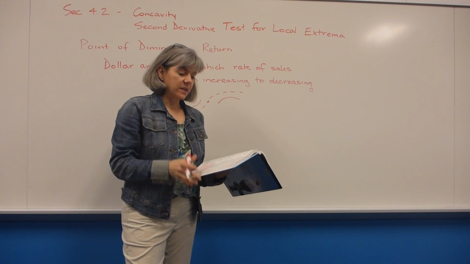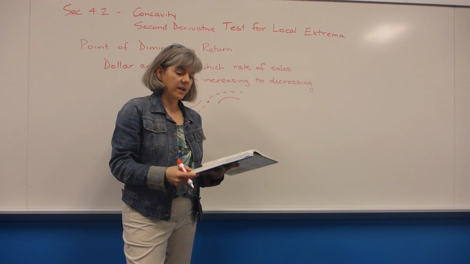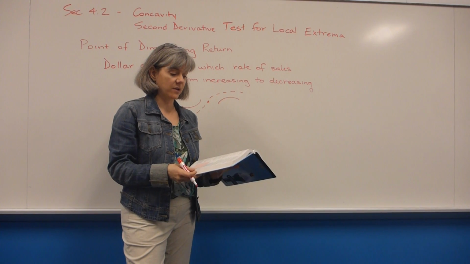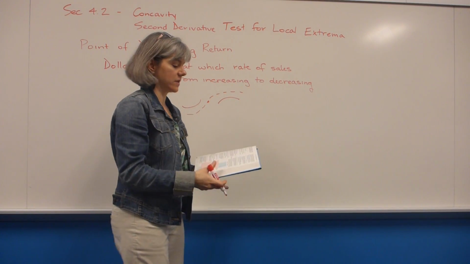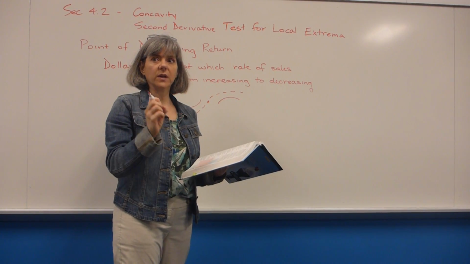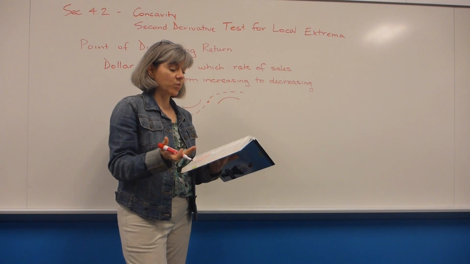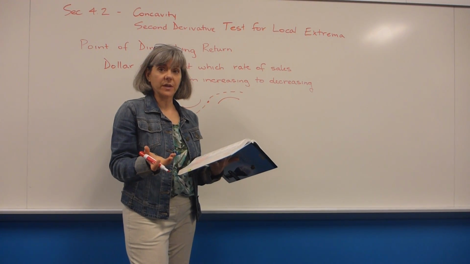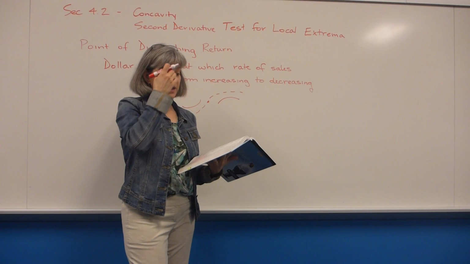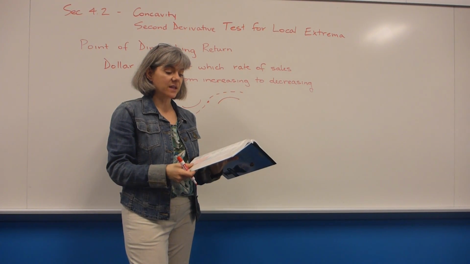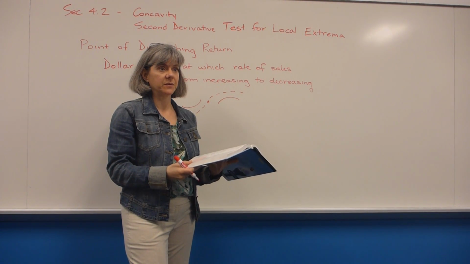Okay, so a company estimates it will sell N units of a product after spending a certain number of thousands of dollars on advertising. And they give you the equation that relates those. And then ask, when is the rate of change of sales increasing and when is it decreasing? What is the point of diminishing returns, and what is the maximum rate of change of sales?